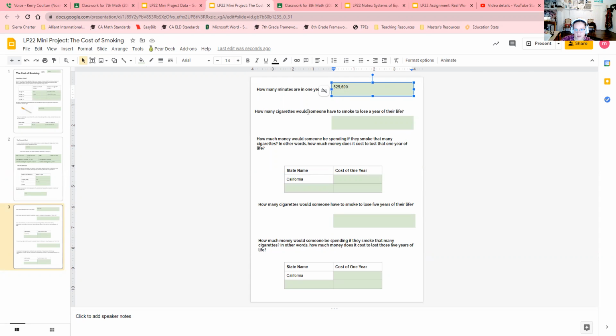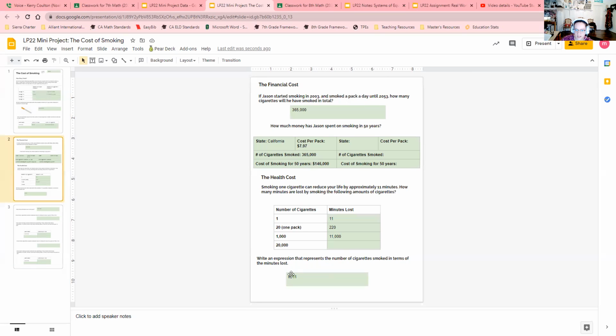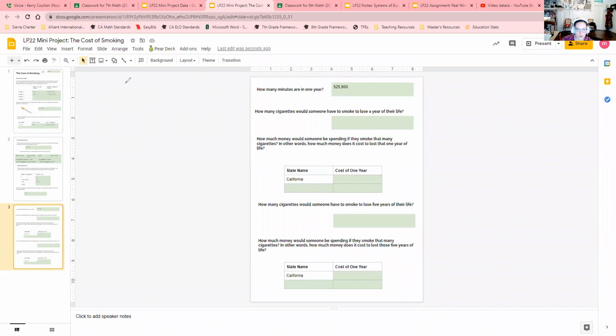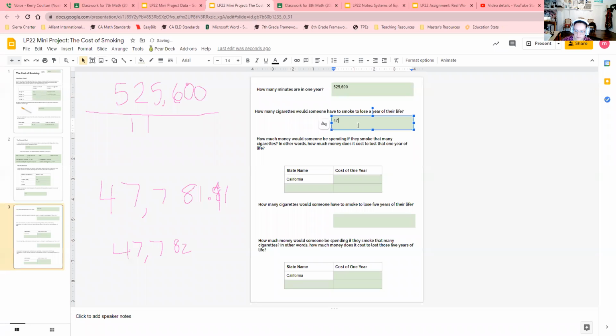How many cigarettes would someone have to smoke to lose a whole year of their life? So let's look back at our expression: we took the total number of minutes divided by 11. So take your total number of minutes, 525,600, and we're going to divide that by the 11 minutes that one cigarette takes, using our handy dandy calculating machine. 525,600 divided by 11 is 47,781.81. My 8 tells me to round up, so I'm going to round this up to 47,782 cigarettes.